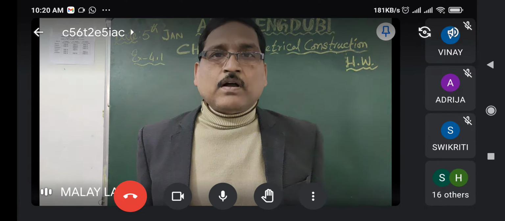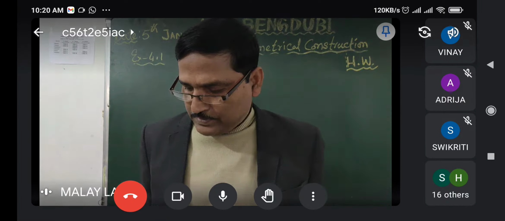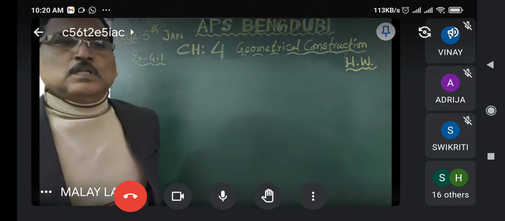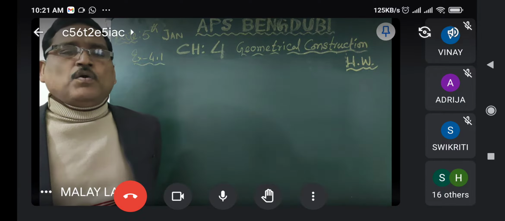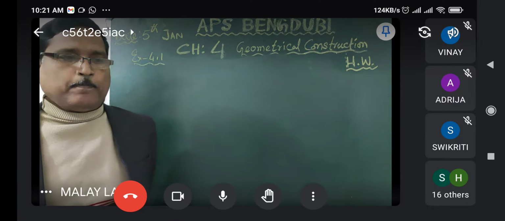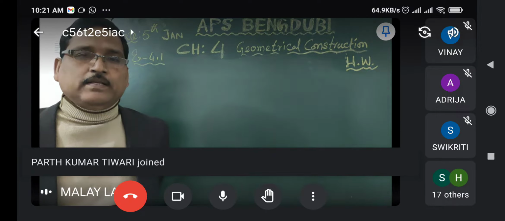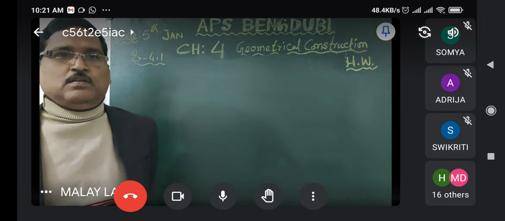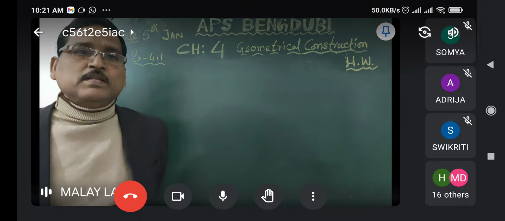Today is the first day after winter break, and as I told, today I'll start a new chapter after winter vacation. The chapter is geometrical construction. In class 7, you came to know how to draw a triangle when its sides and angles are given. Before that I also covered how to draw different types of angle using a compass. Here we will learn how to draw a quadrilateral when its sides and angles are given. That's why it is very much required.